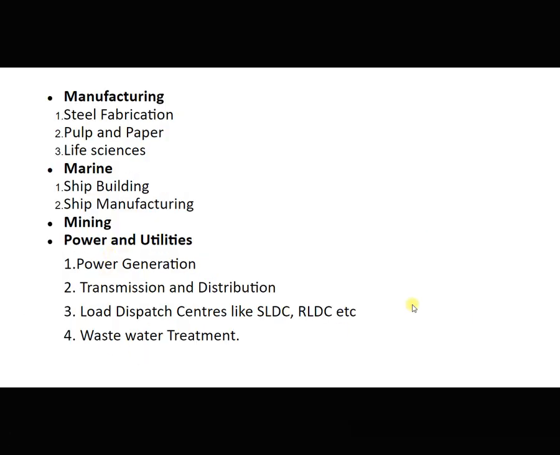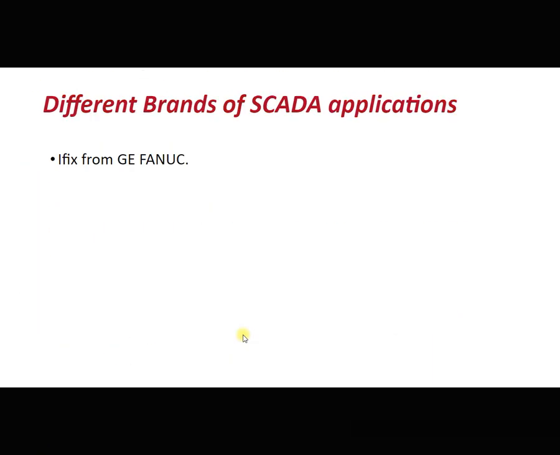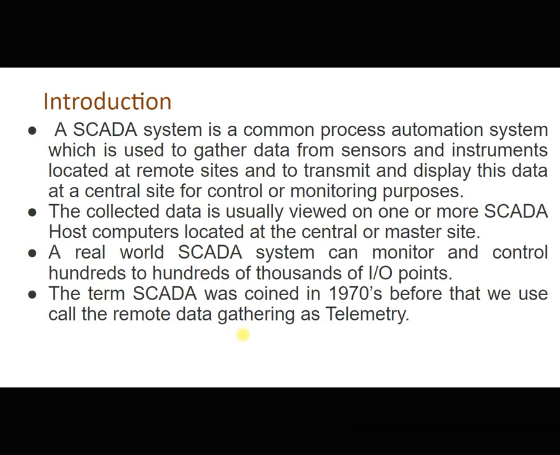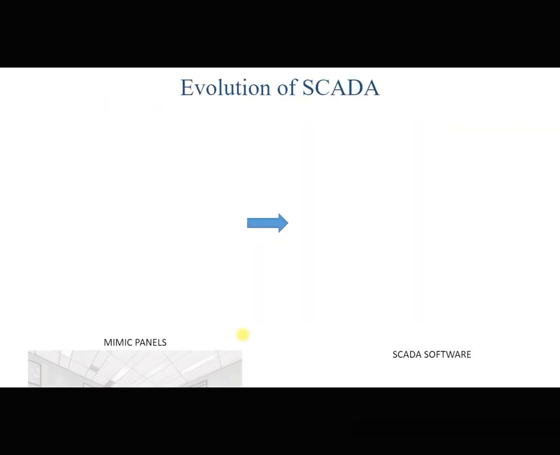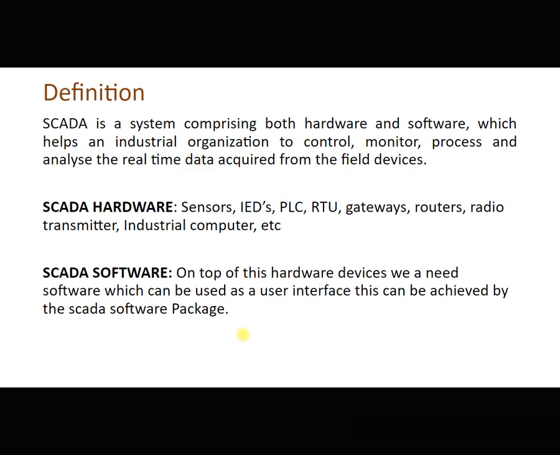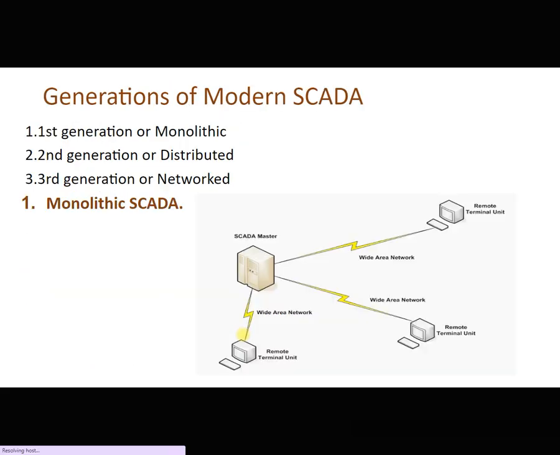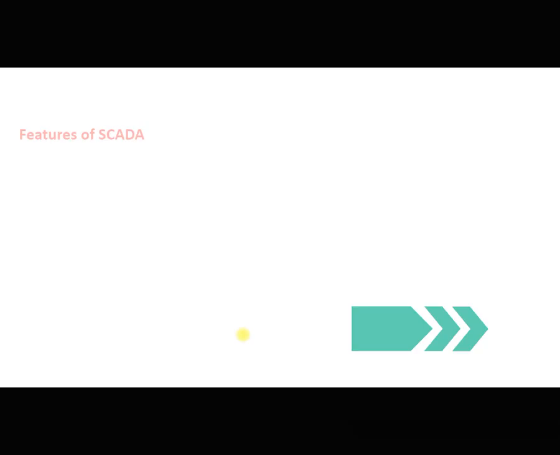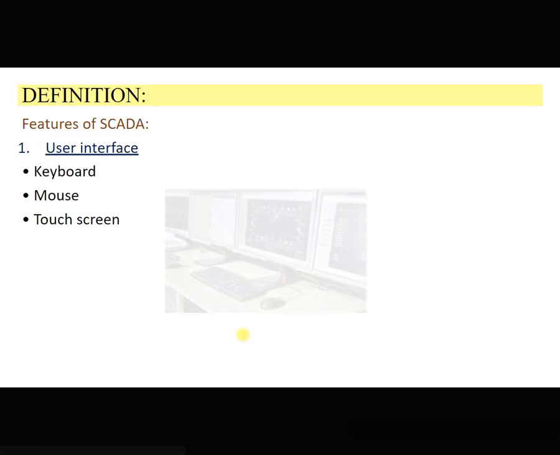Before that, this is about SCADA. In today's class, we learned a lot of things. Starting from what is SCADA, we have seen some introduction. Before SCADA, what was there, and its advantages and disadvantages. Then we started with the actual SCADA system, its advantages, disadvantages, and the different generations we have. And what is inside this SCADA, the features of SCADA, that also we learned.